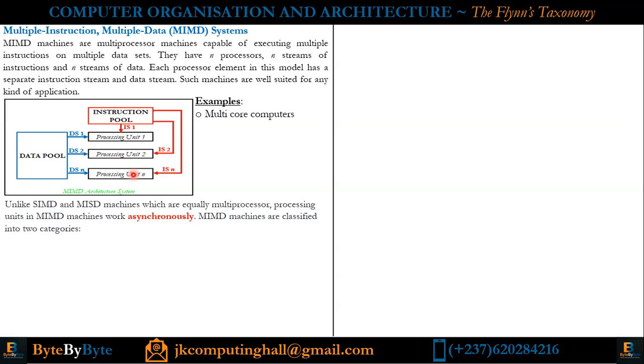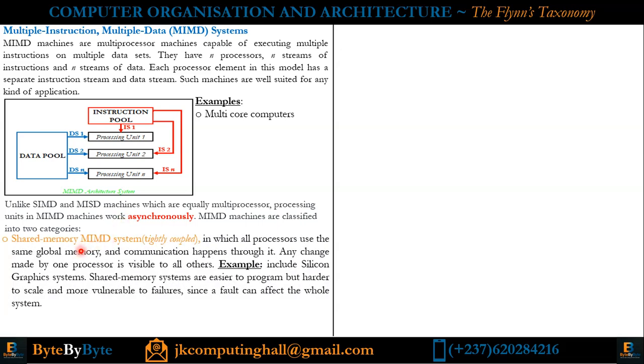MIMD machines are classified into two categories. When they say they work asynchronously, it means that they are not synchronized. SIMD has to be synchronized because although there are different data streams, there is only one instruction being performed. So they have to be synchronized in order to know which part of the data set will go to which processing unit. Same thing with MISD, whereby we have multiple instructions, but a single data.